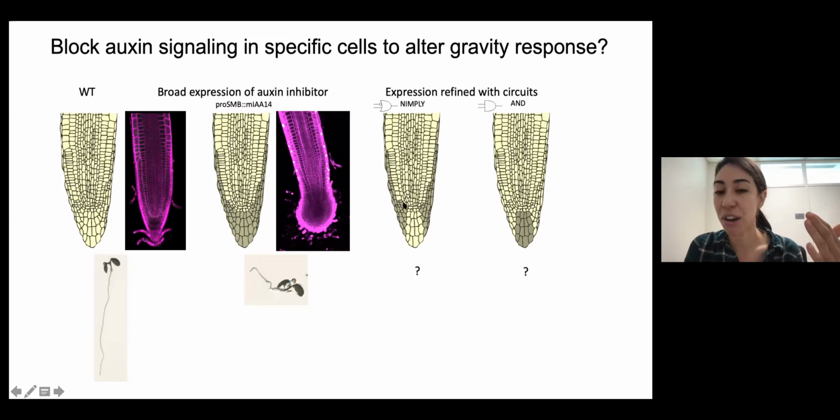And what we're trying to figure out now, we have some preliminary results, but I don't feel confident in them enough to share today. But when we express just in these other cell types, we think we can alleviate this weird developmental phenotype. And now the question is, what is the impact on the plant as a whole in terms of its ability to sense gravity?